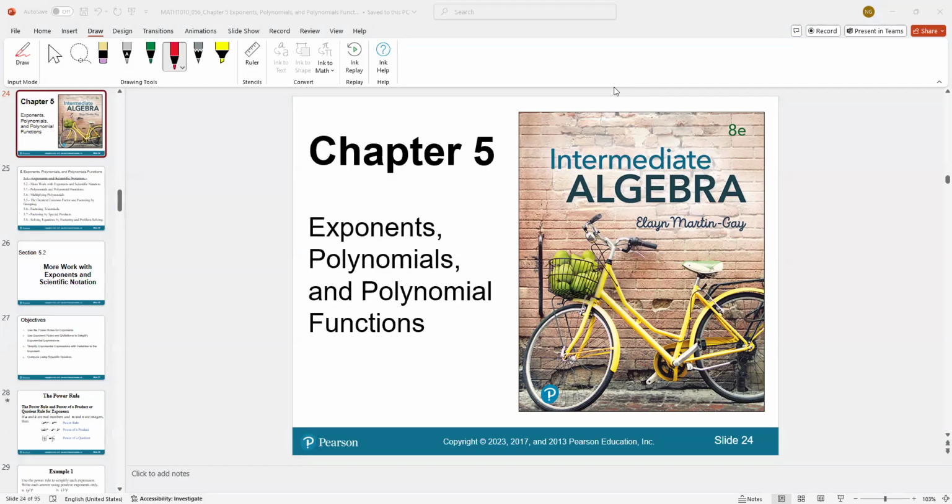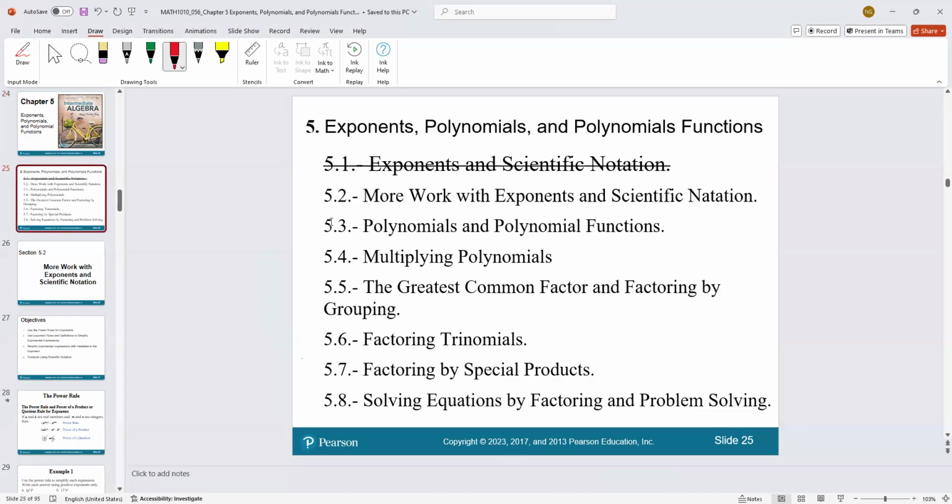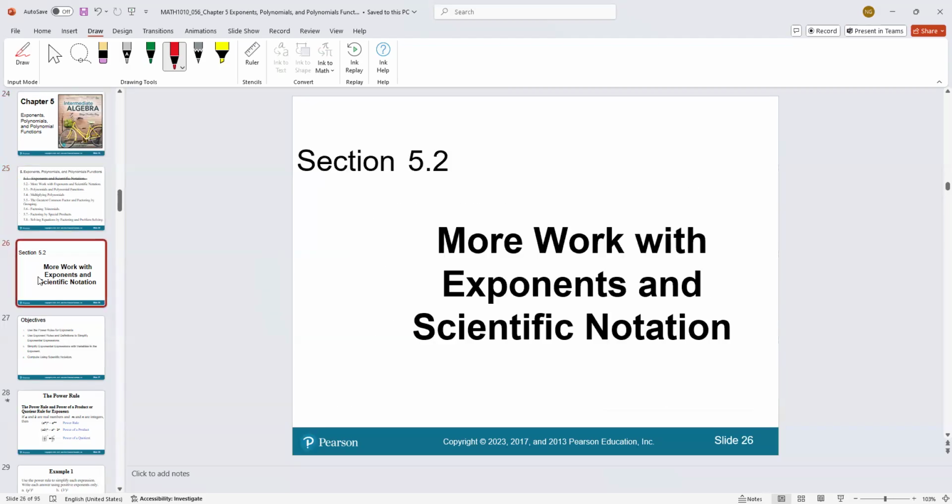In this video, we're going to continue with chapter 5, exponents, polynomials, and polynomial functions. In these sections, we're going to focus mostly on section 5.2, more work with exponents and scientific notation. I think I said notations, so I apologize for that. I need to correct it each time. But more work with exponents and scientific notation. It's important to take a closer look.